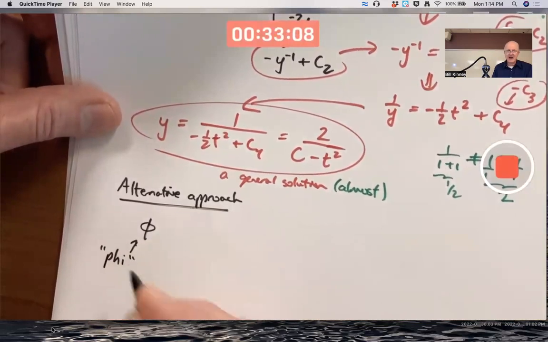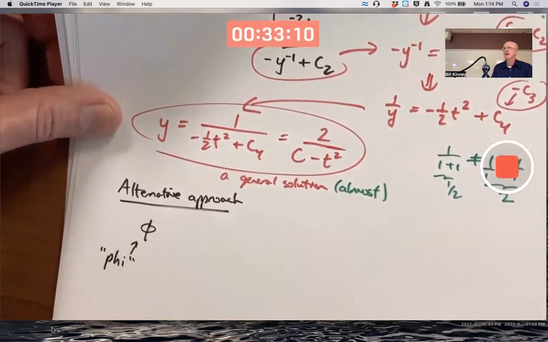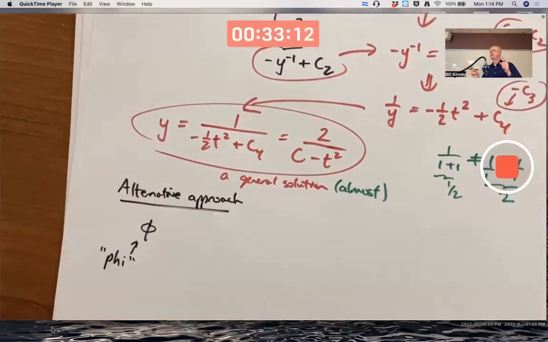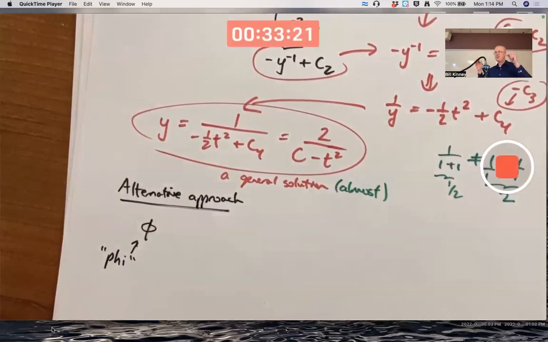Wait a minute, isn't that phi? Actually, I've never found an exception to this rule. Not that they don't exist, I've just never encountered an exception to this rule. It seems like all mathematicians say phi, and all physicists say phi. I'm a mathematician, so I say phi. I'm not going to buck tradition.